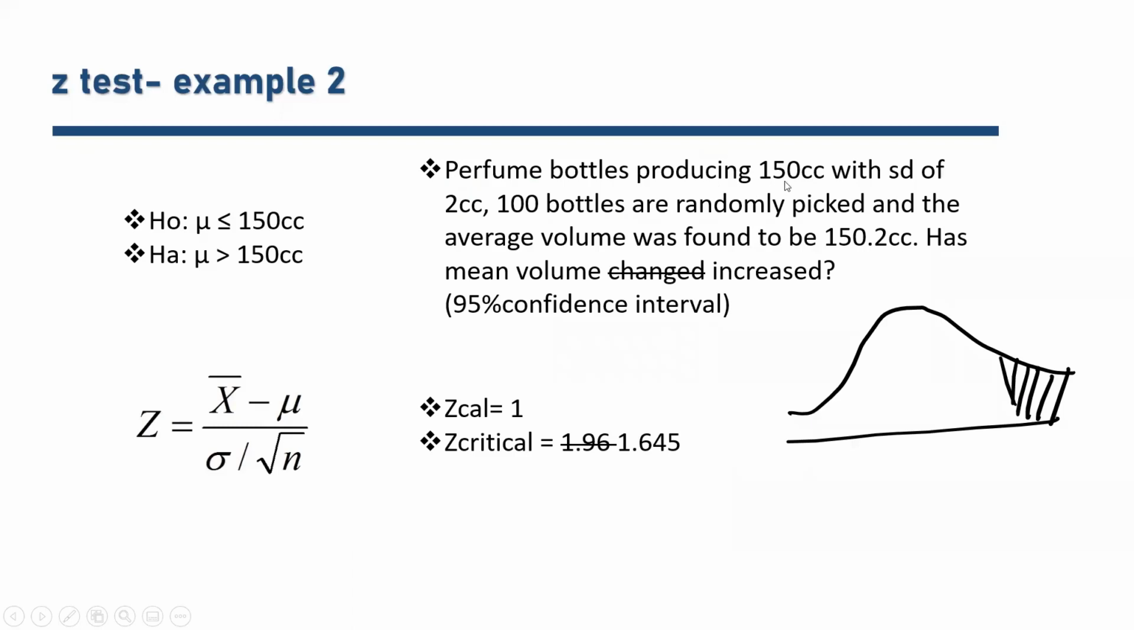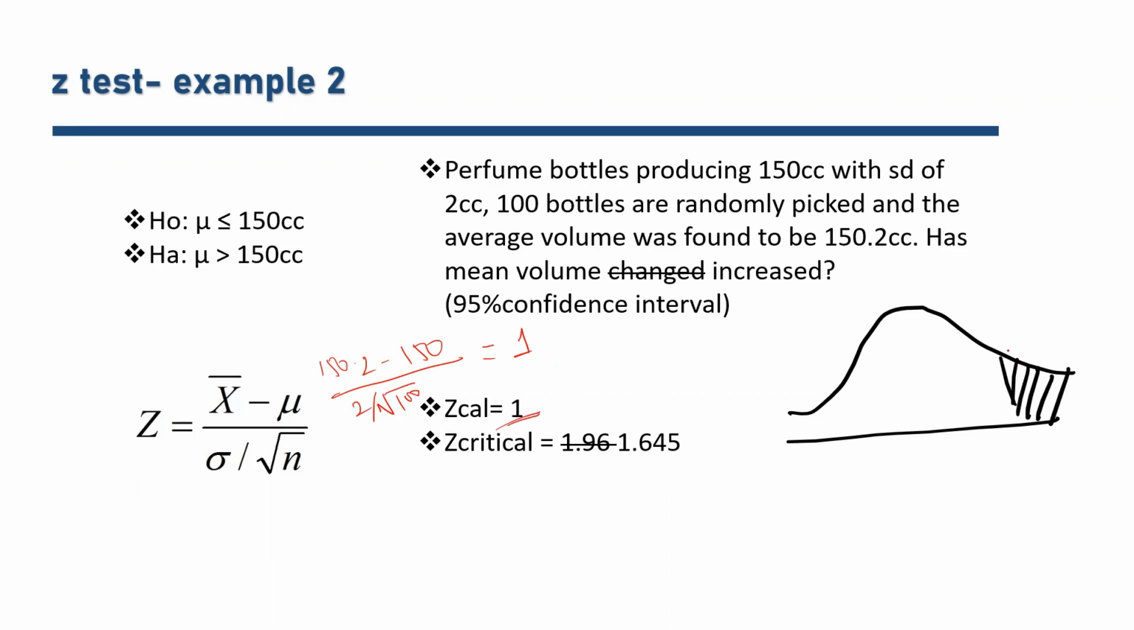The mean is still 150. The standard deviation is still 2 cc. The bottles are again 100 samples, and the average volume is again 150. So if I calculate it again, it is not going to change. You have 150.2 minus 150 divided by 2 over root of 100. So this is going to be 1. So your Z calculated value is 1.